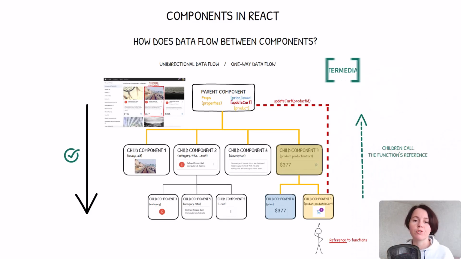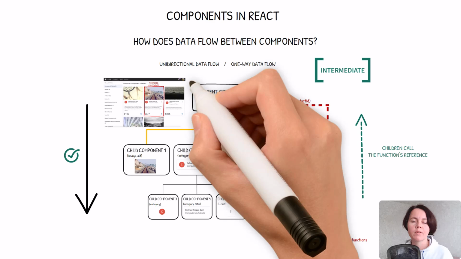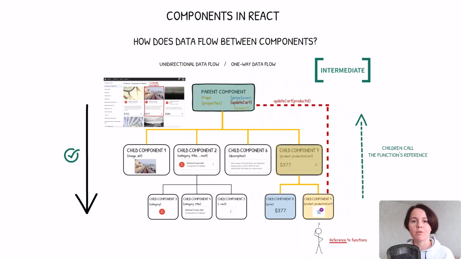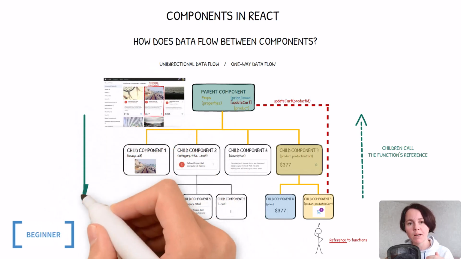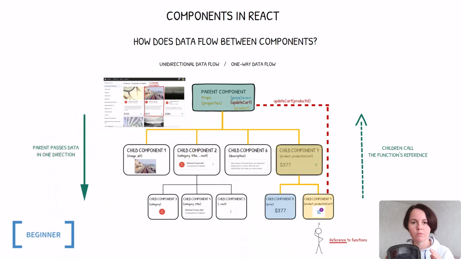Children call a function reference with their own parameters. The function is processed in the parent component. The parent component receives updated data and passes it to its children through props, always in one direction.